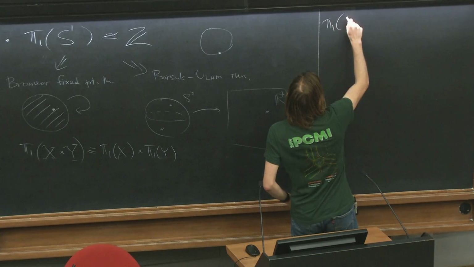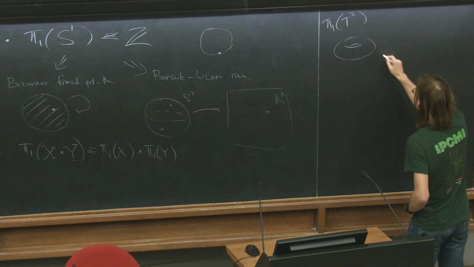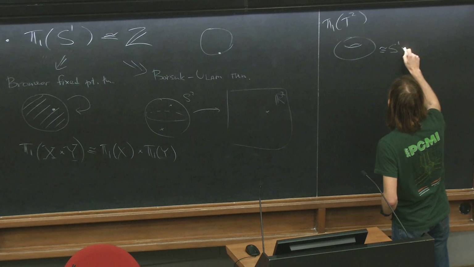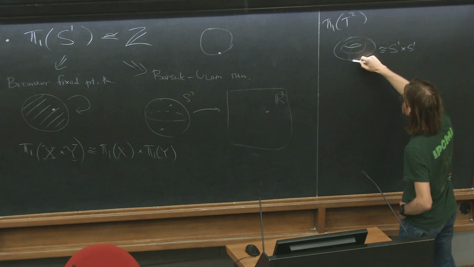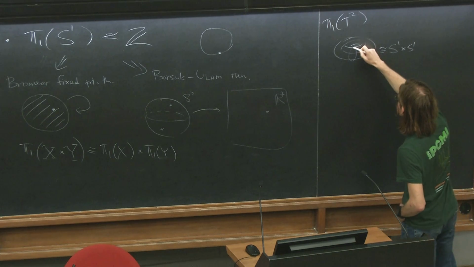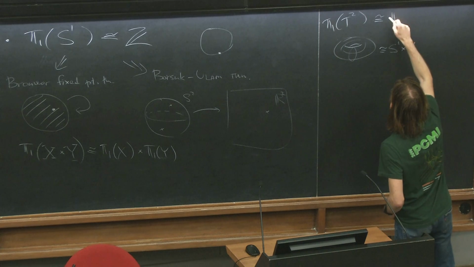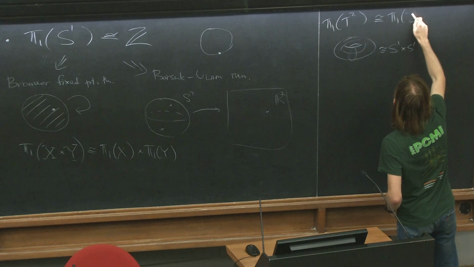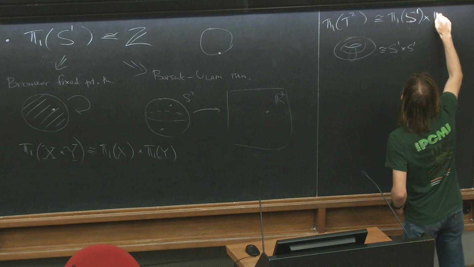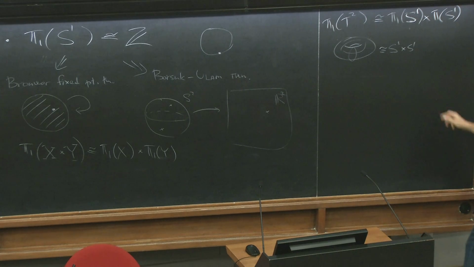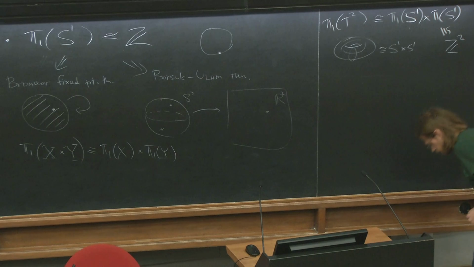For example, for pi_1 of T2, we know that T2, a two-dimensional torus, is a product of two circles. One is a kind of meridian circle, and the other is the longitude. And so from this statement, we know that it's isomorphic to the product of fundamental groups: the circle and another copy of it. And each of them we showed is isomorphic to Z, so this product is isomorphic to Z squared.